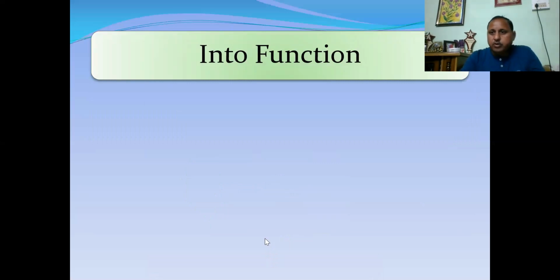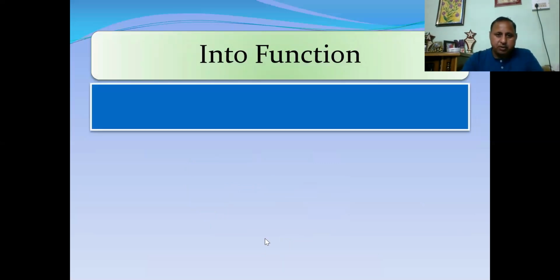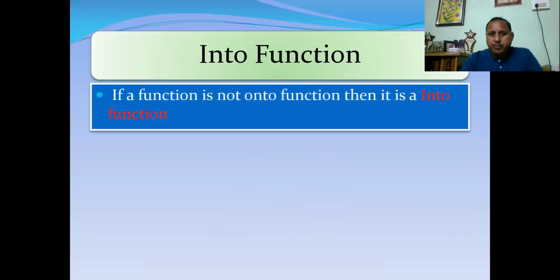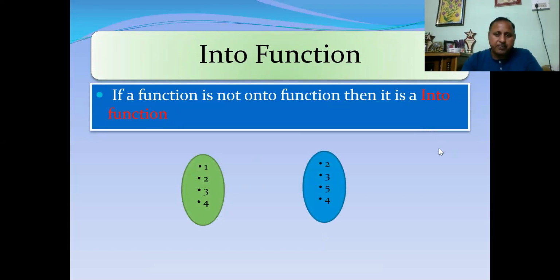Next, into function. What do you mean by into function? Here, if a function is not onto, then it is an into function. Simple reason: if you observe that the function is not onto, then you can say that this function is called into function. Let us see with the help of an arrow diagram. Again, see set X, set Y, and now the rule. What is the rule? f is a rule. You can see with the help of this arrow diagram.